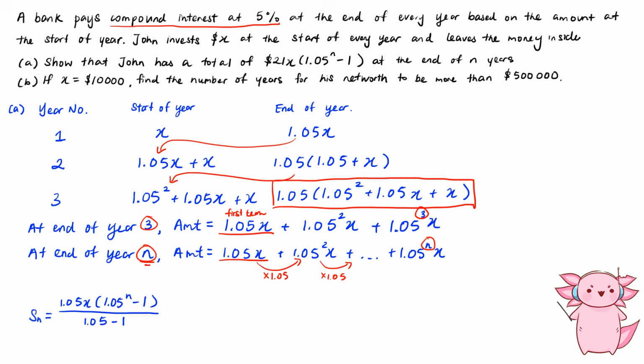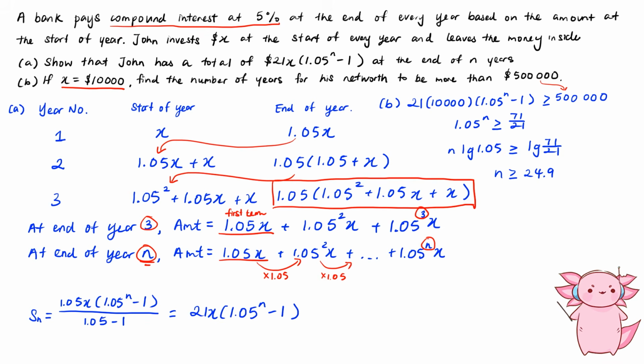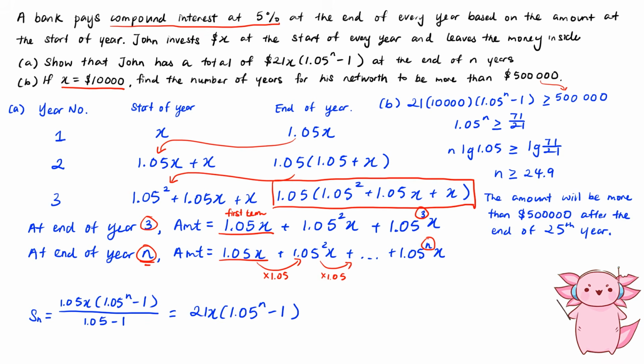So let's put these values in our Sn formula to find the sum of n years, and after simplifying it, we can get 21x times 1.05 to the power of n minus 1. And given that x is equal to $10,000, we can use this to construct an inequality like this to solve for n. Taking the log on both sides, we can estimate the value of n to be greater than 24.9, so therefore it will only exceed $500,000 at the end of the 25th year.